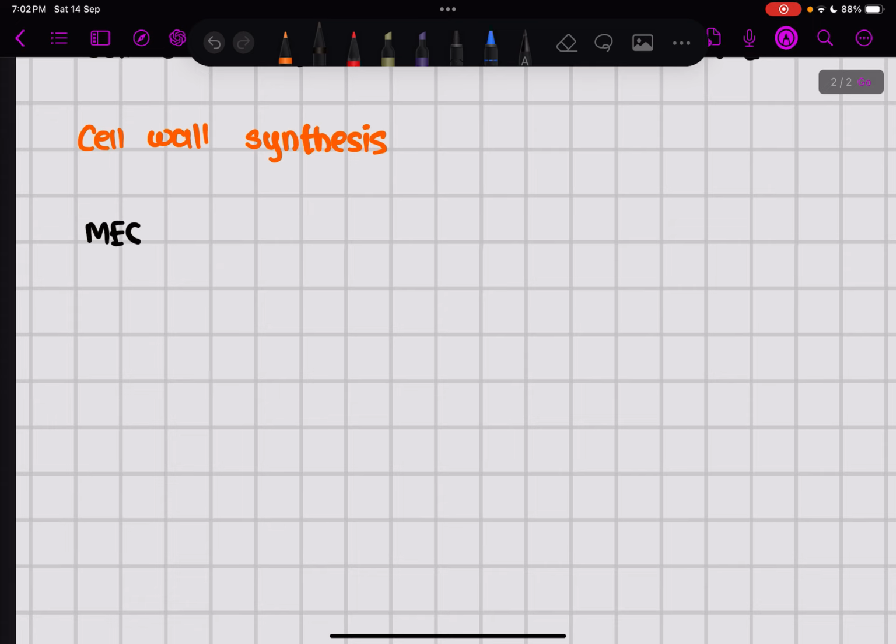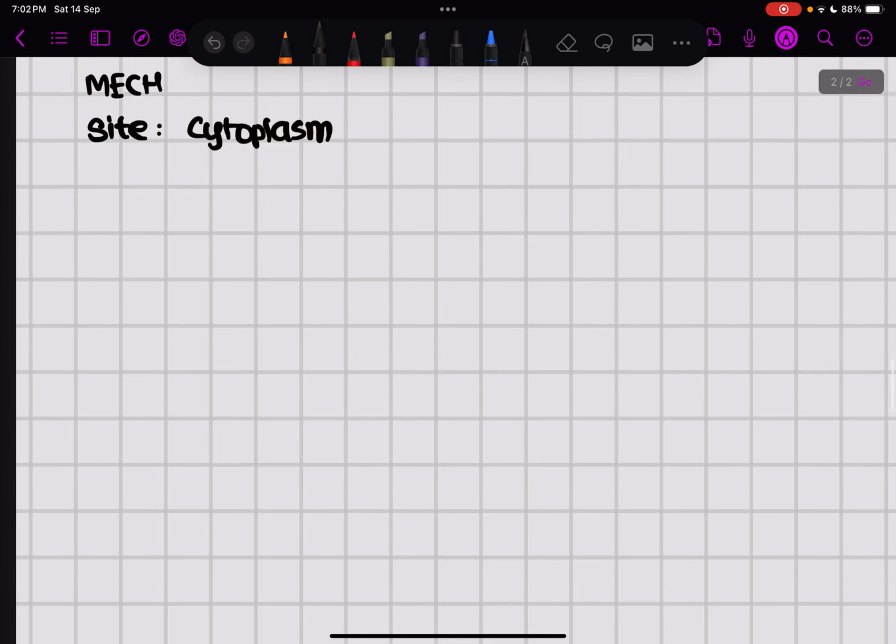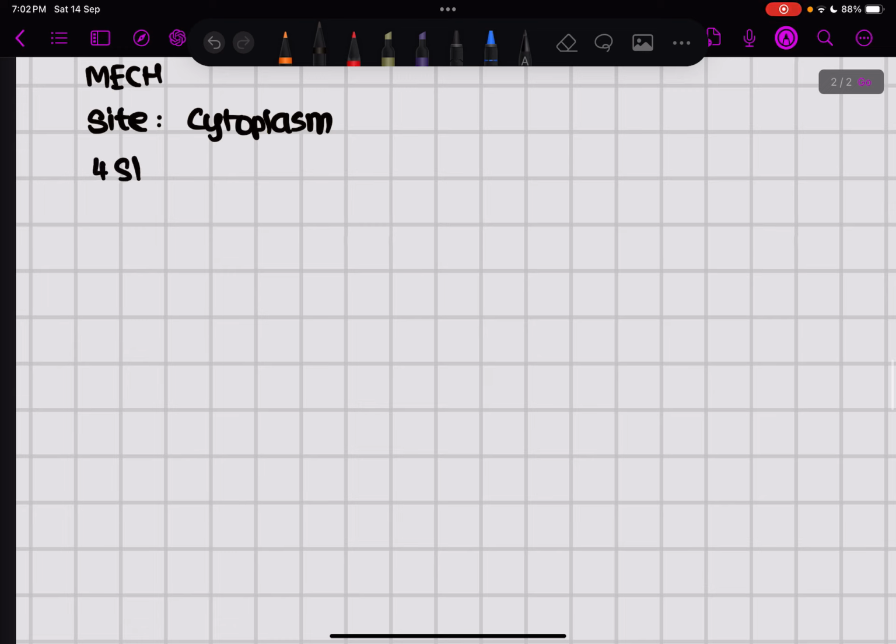Mechanism of cell wall synthesis. The site where it occurs is the cytoplasm, and there are four steps involved in it. First is the formation, next transportation, then transglycosylation or polymerization, then cross-linking. So it has got four steps.